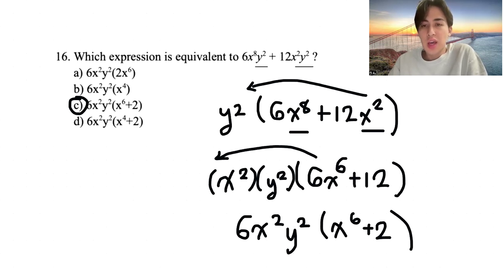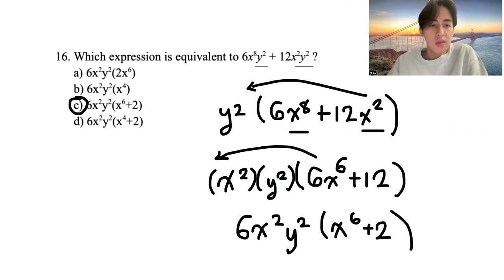So just as a recap, it doesn't necessarily have to go in this order, but what I did was I first took out the common y squared. Then I took out the common x squared, which leaves us with 6x to the 6 plus 12. Then I took out the common coefficient, which is 6, leaving 1x to the 6 plus 2. And then you have this on the outside. So your answer is C, just like that.